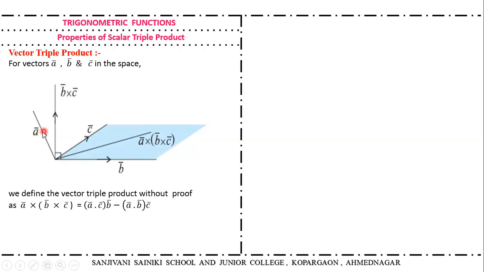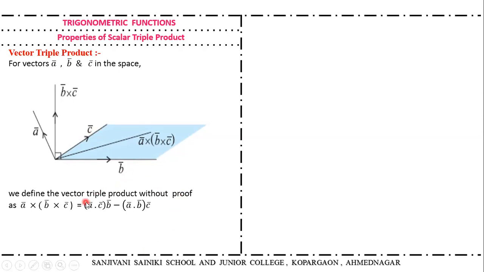and so the cross product of A bar and B bar cross C bar. If we take the cross product of these two, we get a vector which is perpendicular to both of these. So ultimately that vector will lie in this plane. So the cross product of A bar and B bar cross C bar lies in the plane determined by B bar and C bar. So we define the vector triple product without proof.